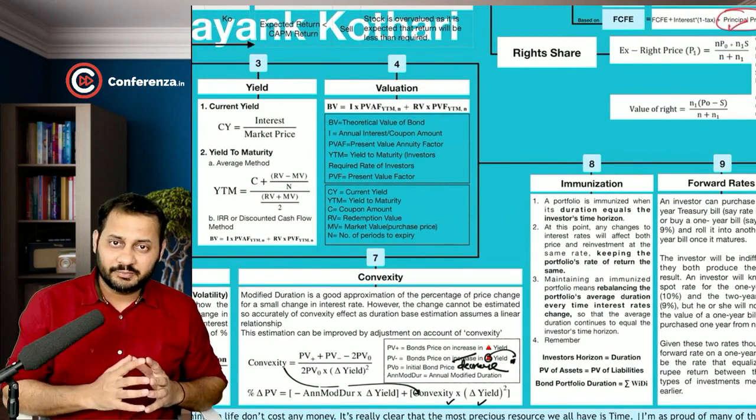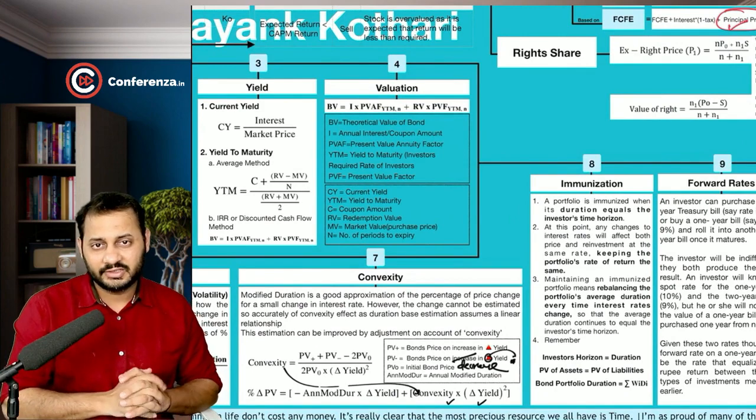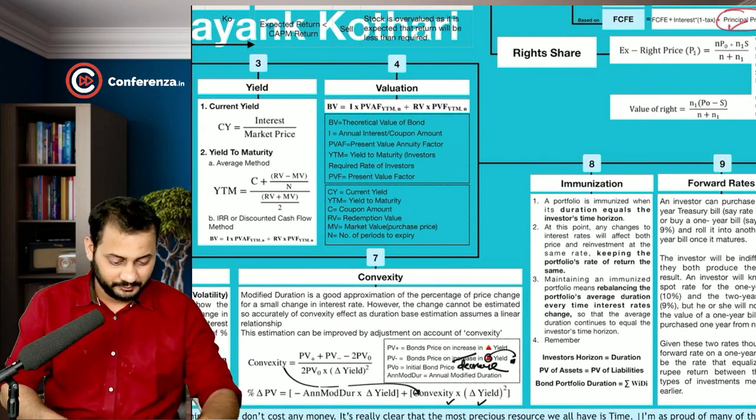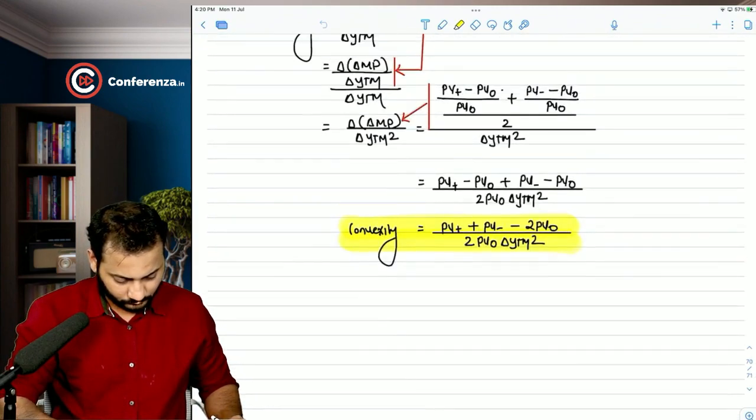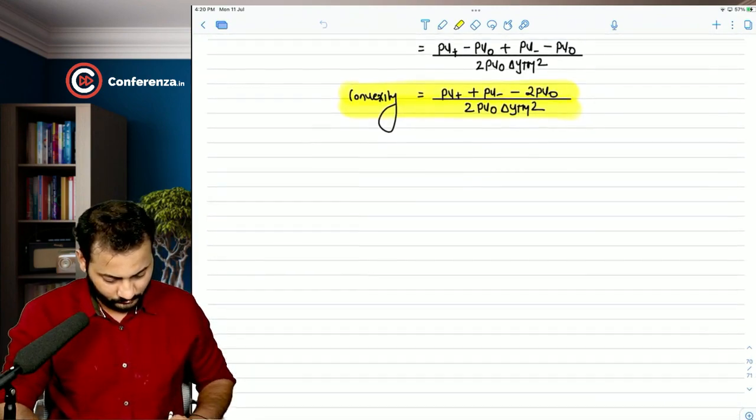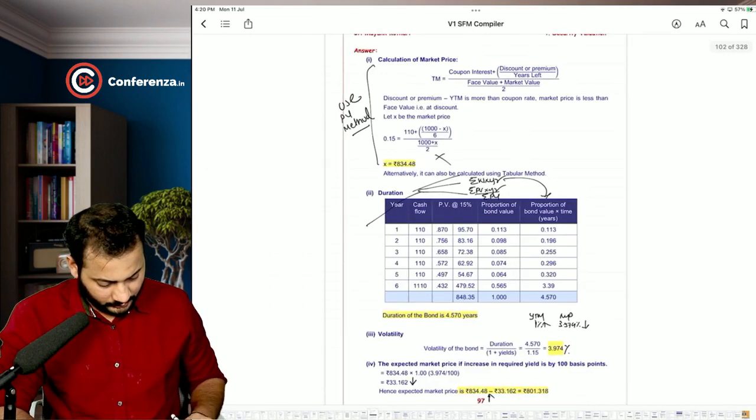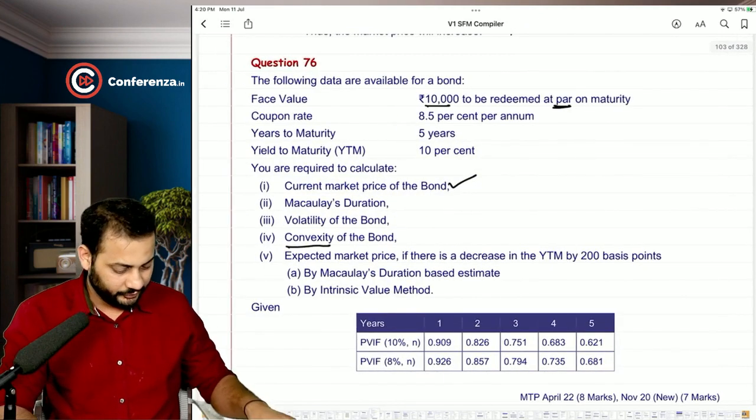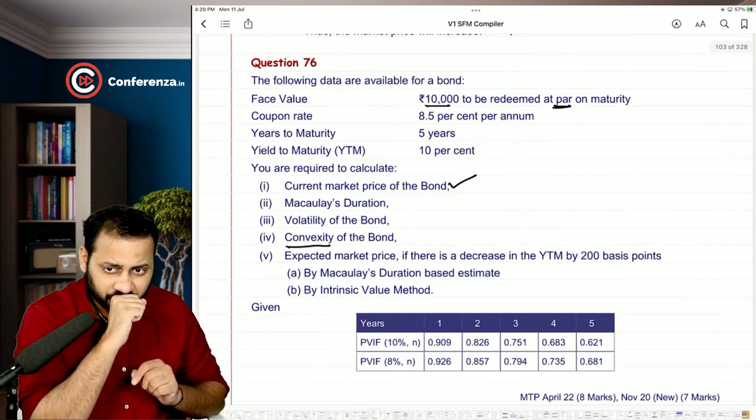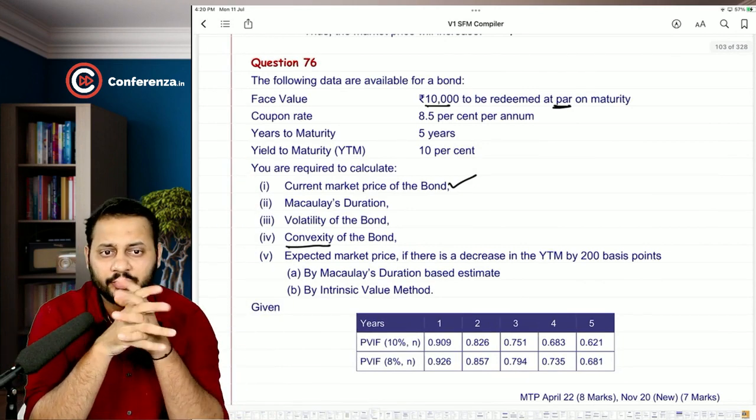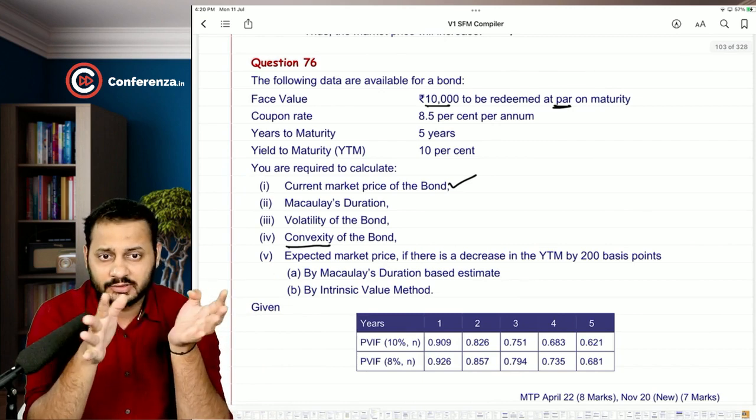Let's find out some questions related to the convexity and then just complete solving it. Have a look. So this is going to be our question for convexity. If you remember question number 76, let's start it again. Face value 10,000 rupees to be redeemed at par on maturity. Face value to be redeemed at par, that's an assumption, okay.